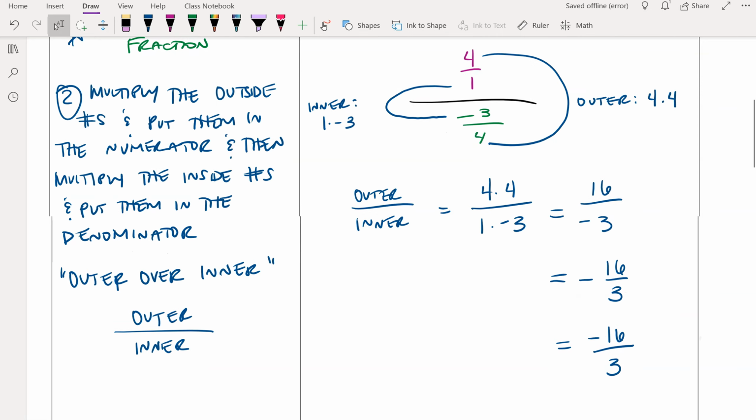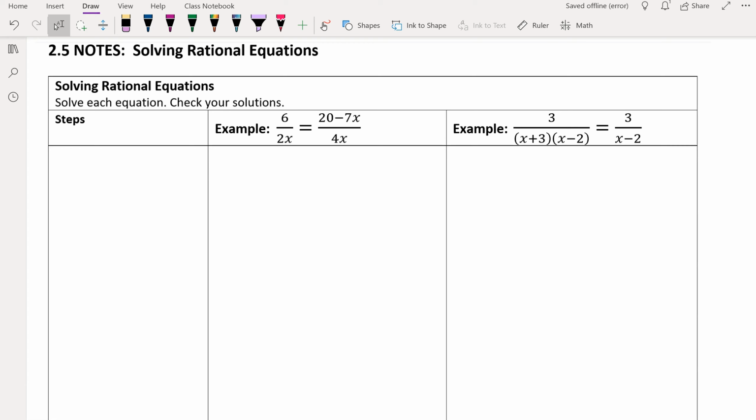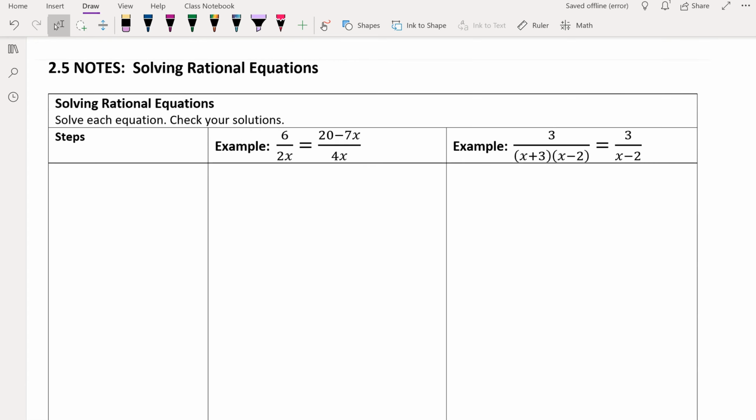So our next topic is solving rational equations. So go ahead and get this in your notebook. This title, Solving Rational Equations, and we are going to do 2 examples for this one with steps. Okay, so write your example down. Get ready to write steps. This is our first example. 6 over 2x equals 20 minus 7x divided by 4x.